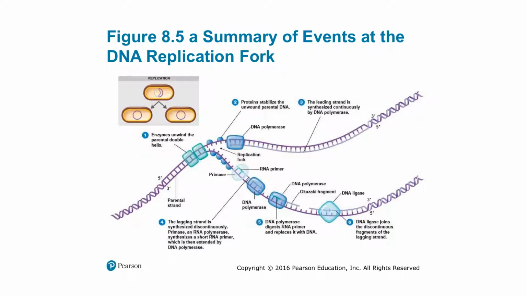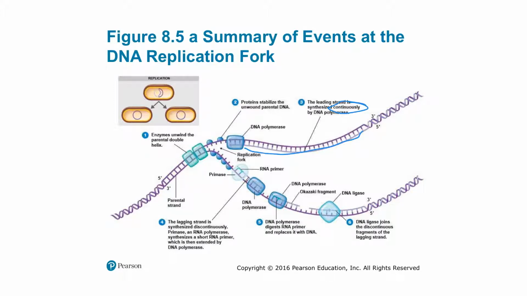So in figure 8.5, basically what's going on at the replication fork. These enzymes are going to unwind the parental double helix, and then the proteins are going to stabilize the unwound parental DNA, because it's going to want to go back into its original shape. Then the DNA polymerase comes in, and like I said, it's going to be synthesized continuously. You can see how this is a continuous line here. Now we're going to go over to number 4.